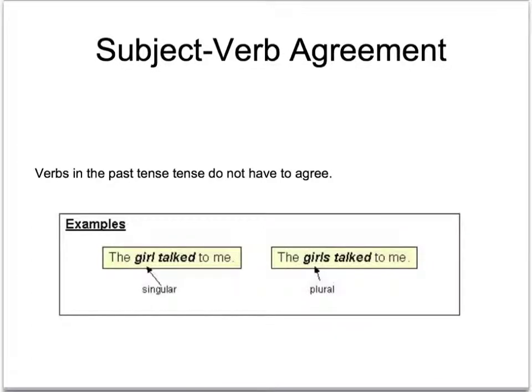The verbs only have to agree when they're in the present tense. You do not have to worry about it if you're using past tense verbs. You've got a singular noun, girl, talked. The girl talked. You have girls talked. They're the same. You don't have to change anything.